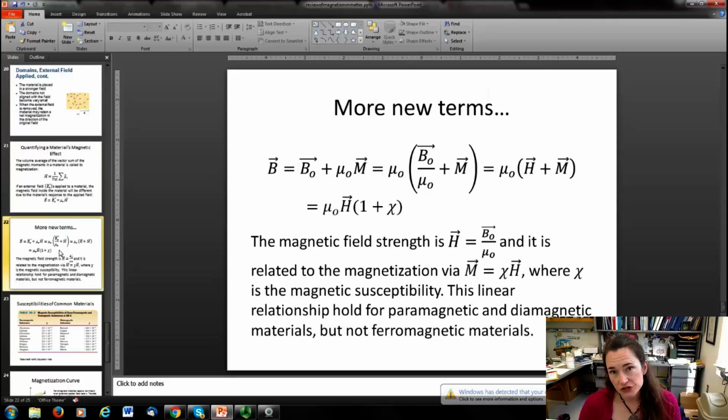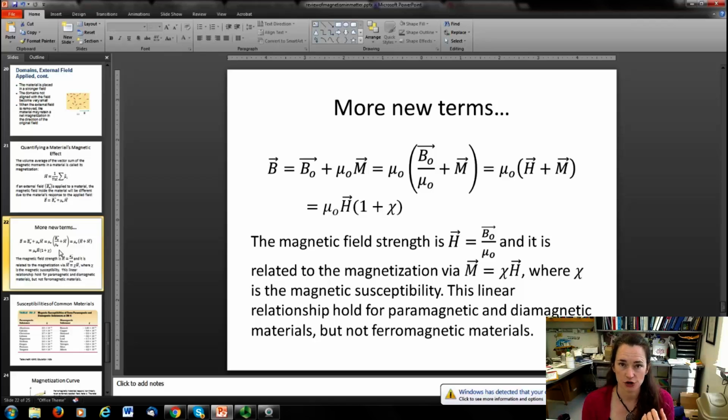Now, more terms. We can do some manipulation of this to make it a little easier to deal with and give us a constant to sort of parameterize materials, all right? So here we have B is equal to B naught plus mu naught M. I already said that. Now, if I define a new vector called the magnetic field strength, H, and I say that it's equal to the external field B naught divided by the constant mu naught, then I can factor that mu naught out, okay? And instead of having B naught plus mu naught M, I can have mu naught times H plus M, all right? So now H is my external magnetic field strength. Now, really, the response of the material will be proportional to the magnetic field strength in some way.